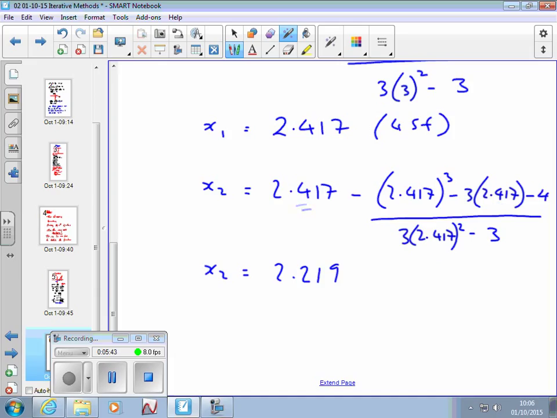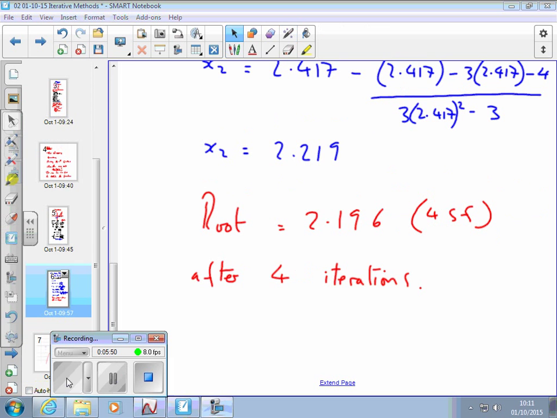So if I just pause for a few minutes, you can have a go and see if you can come up with the root and how many steps it takes to do it. So it looks like using that method, we end up with a root of 2.195 to 4 significant figures after about 4 iterations. Was that quicker than the bisecting method? Right, so a bit quicker.